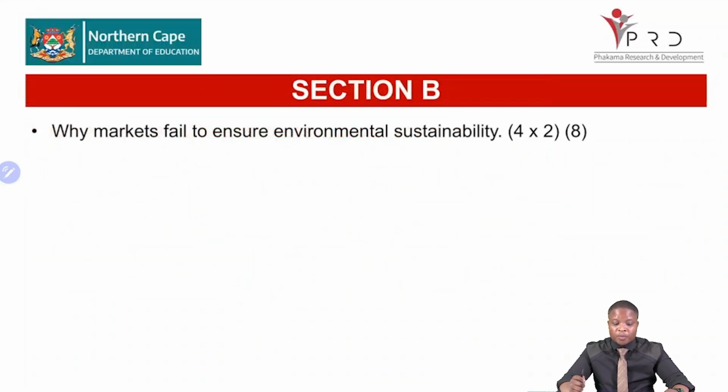Right, the next question, why do markets fail to ensure environmental sustainability? Market, we're talking about consumers and producers. Why are they failing to ensure environmental sustainability? You are given 6 minutes to write 4 full sentences. Then we look at our marking guideline.